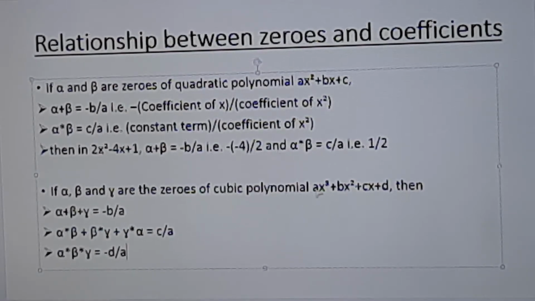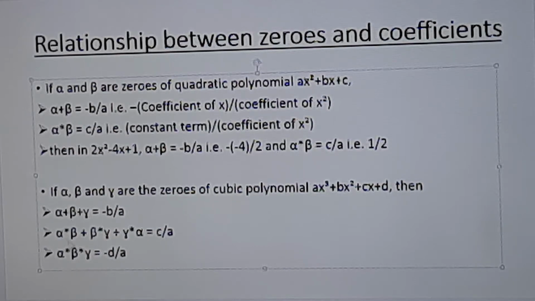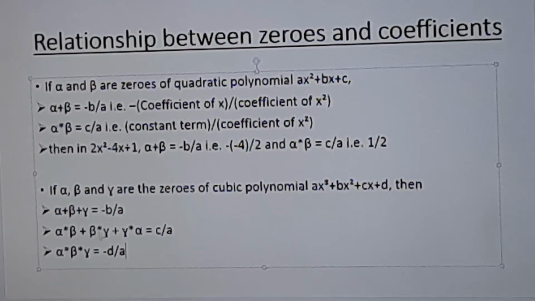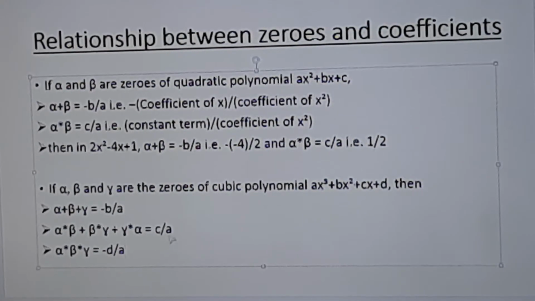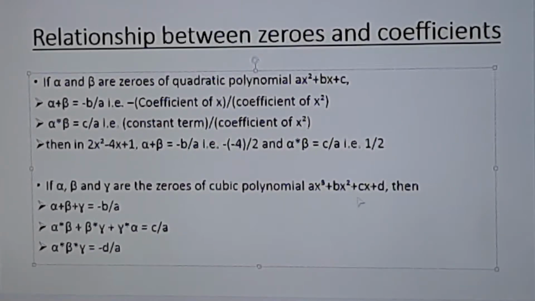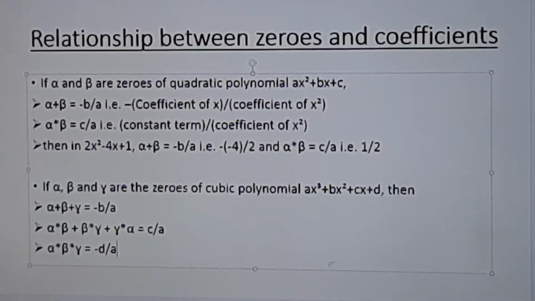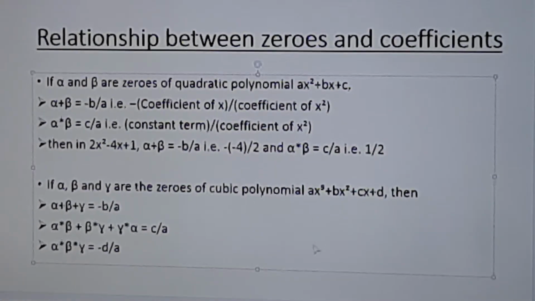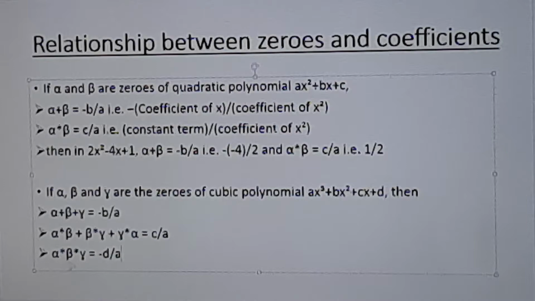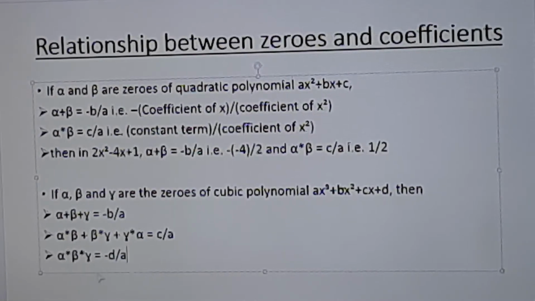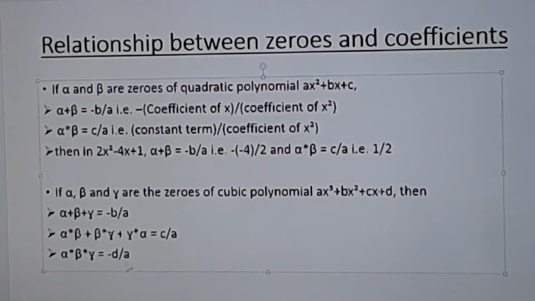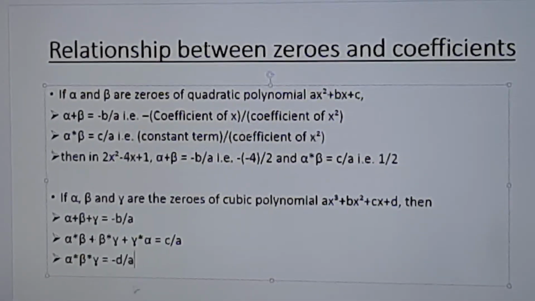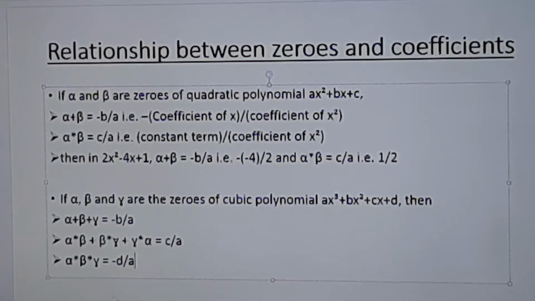Sum of products of zeros taken two at a time, that is alpha into beta plus beta into gamma plus gamma into alpha, will be equal to c upon a. C is the coefficient of x and a again is the coefficient of x cube. Product of zeros, that is alpha into beta into gamma, will be equals to constant term upon coefficient of x cube, that is minus d upon a. So this is for cubic polynomial, since cubic polynomial will have 3 zeros.